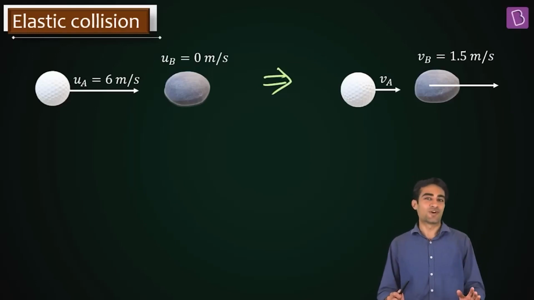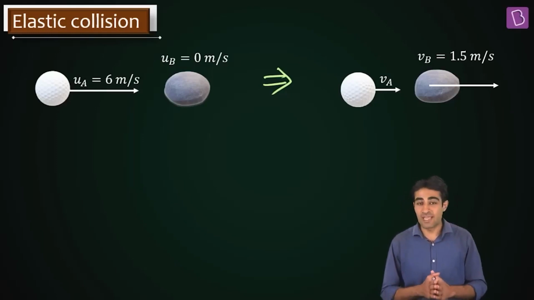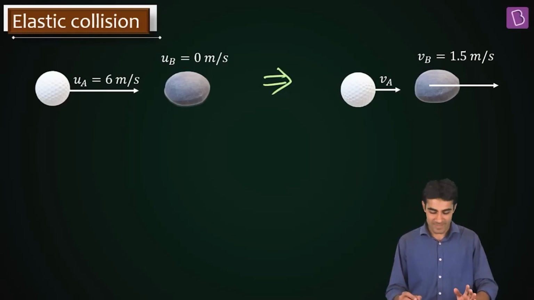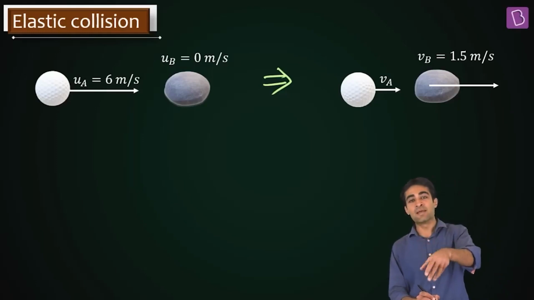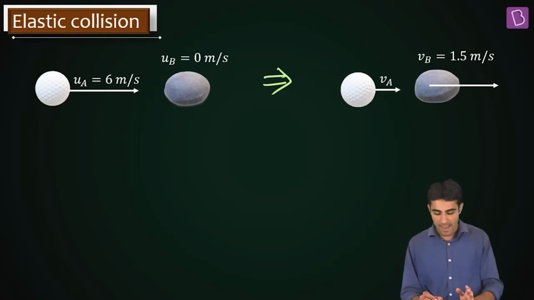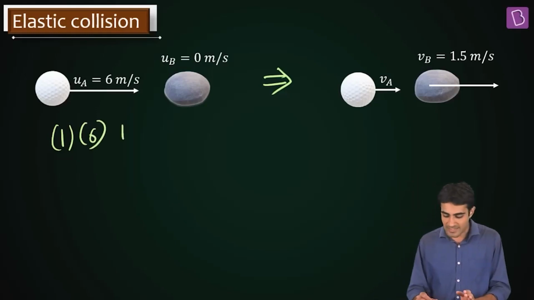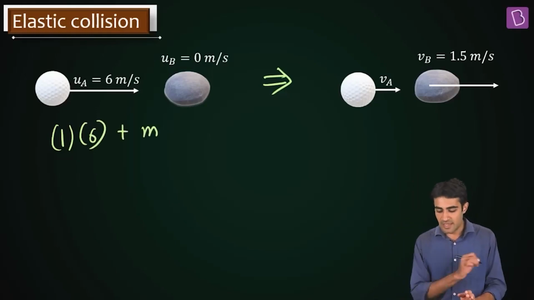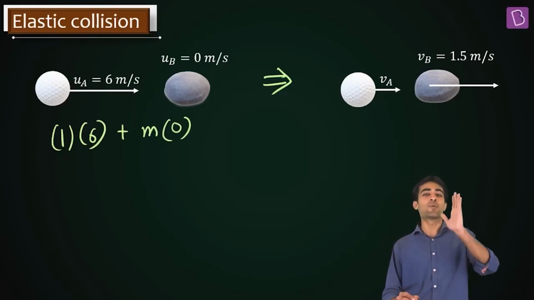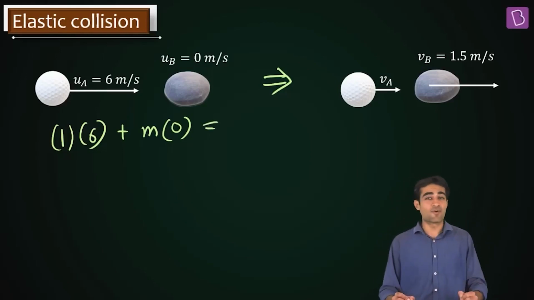Well, let's write the equation first. Let's write the equation for conservation of linear momentum. We can apply that equation because there is no net external force on this system. So initial momentum is equal to final momentum, and the initial momentum of the system is the momentum of the ball plus the momentum of the stone. Momentum of the ball is mass of the ball times velocity of the ball, which is 6, plus the mass of the stone, which is unknown, times the velocity of the stone, which is 0. So this is the initial momentum of the system.